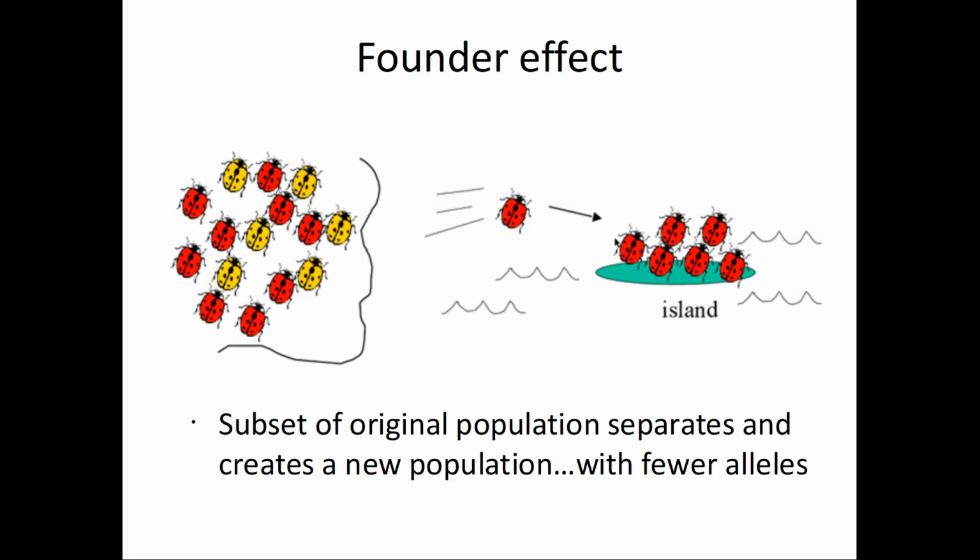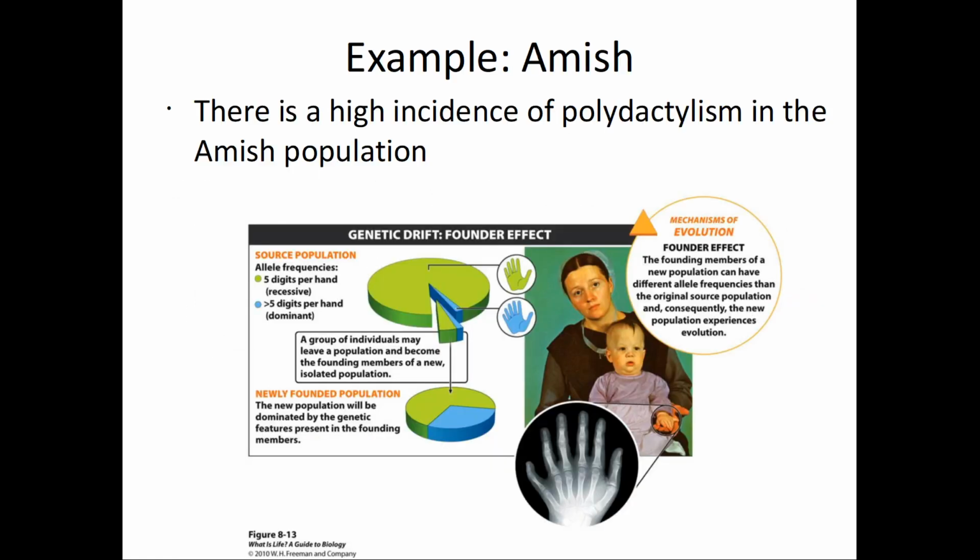And obviously it's going to have fewer alleles because you've only got the alleles from the parent or parents that existed. One example of this in humans are the Amish population. There's a high incidence of polydactylism. This is where you have additional fingers. And this happens in closed populations where you don't have a whole lot of outmarriage, of individuals going out of the close community to find a partner.